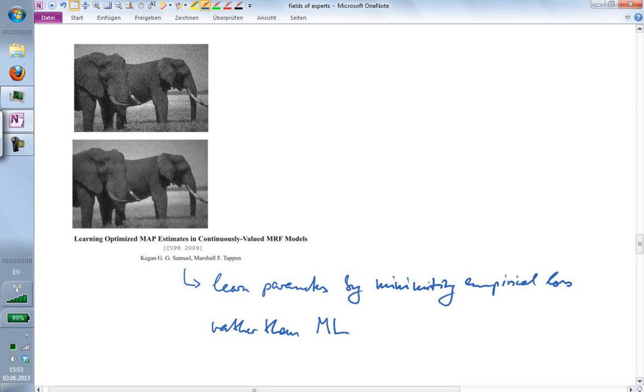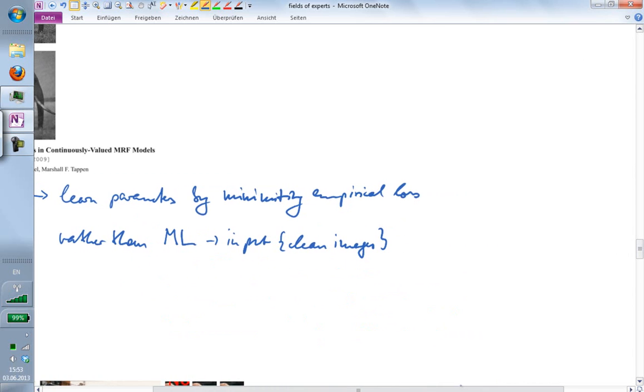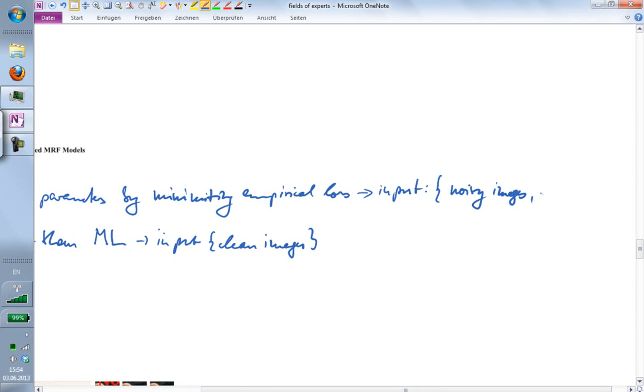So for maximum likelihood, you need as input clean images. And then you try to learn this image prior P of X so as to give these clean images the greatest possible likelihood. Whereas if you want to minimize the empirical loss, you need as input a training set of both noisy and clean images, which should correspond to each other. So you have a noisy version of an image and then the clean version of that image.